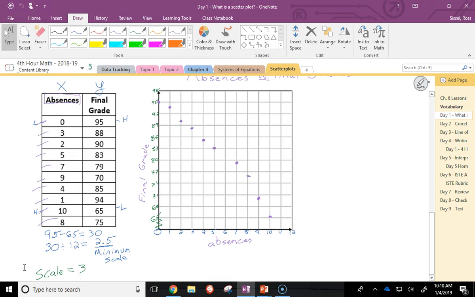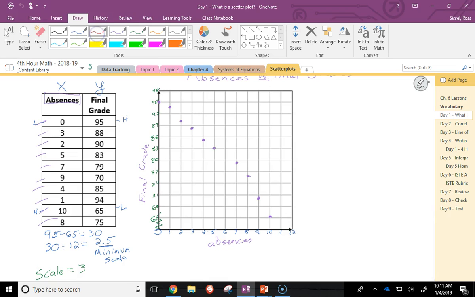All right, so we look at this. Yours should look something like mine. It actually looks pretty close to almost a linear line, doesn't it? Like, it's almost a straight line. It's not, but it's close. This is what our scatter plot is.